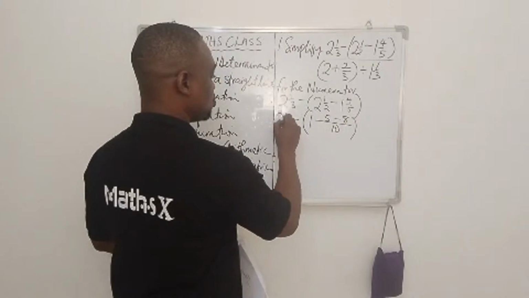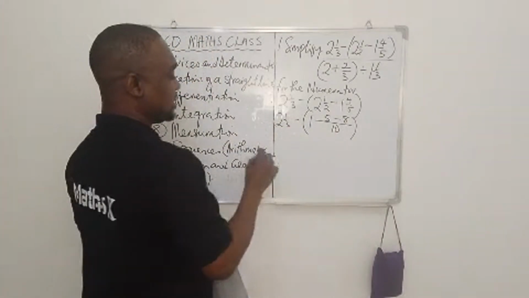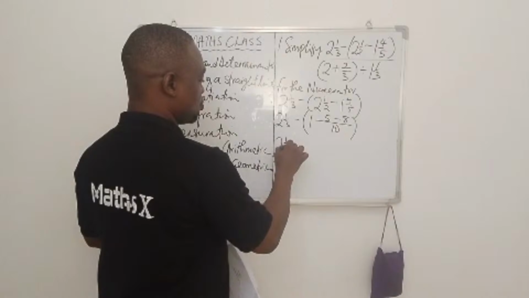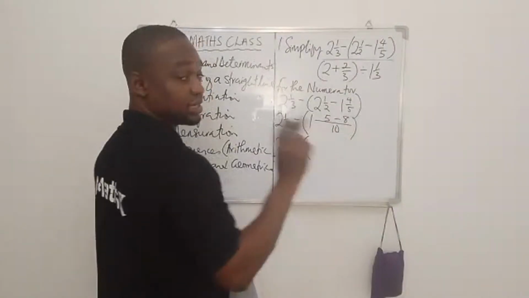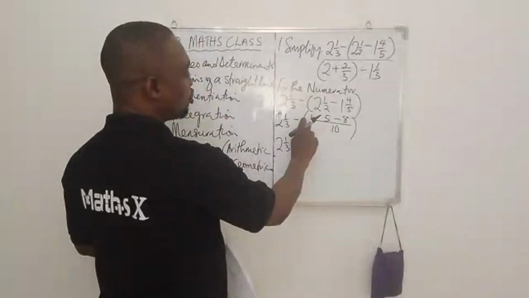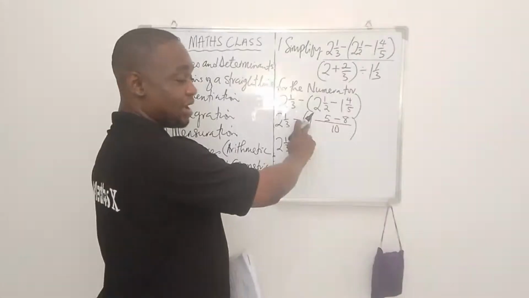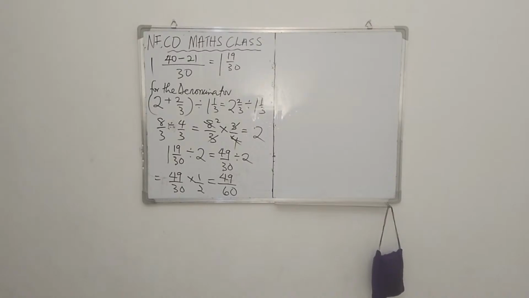Minus 2 1/3. Now, 2 1/3 minus 5 minus 8 cannot, so you borrow 1 from the one you have here. So this is 0 now.